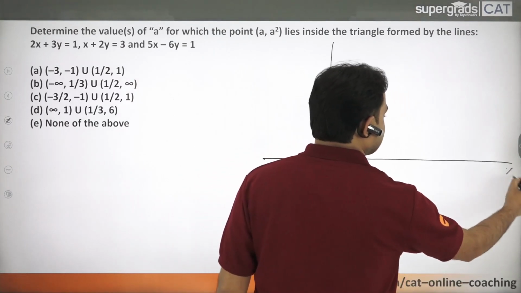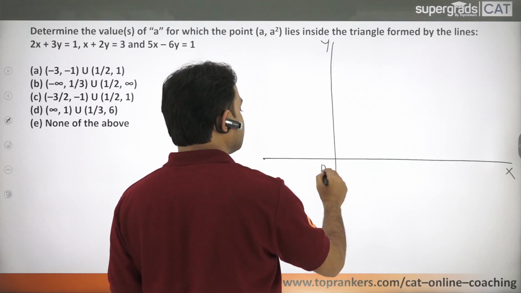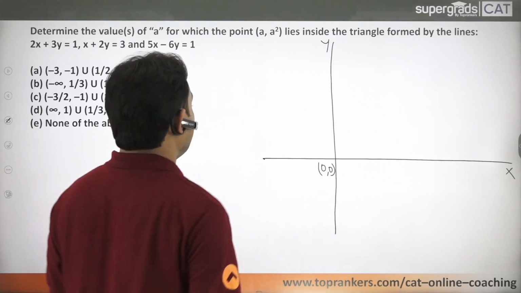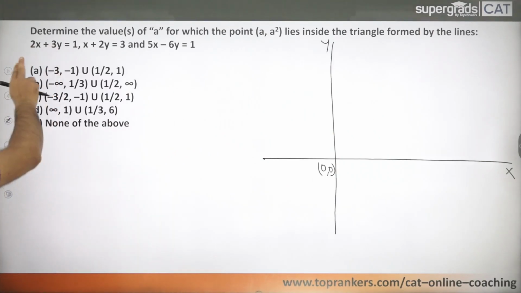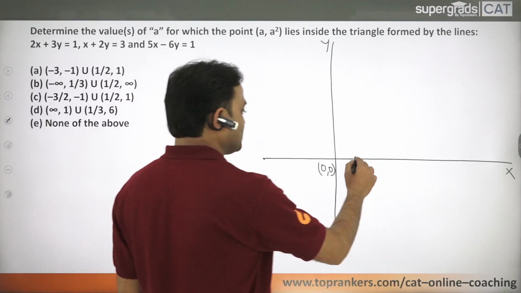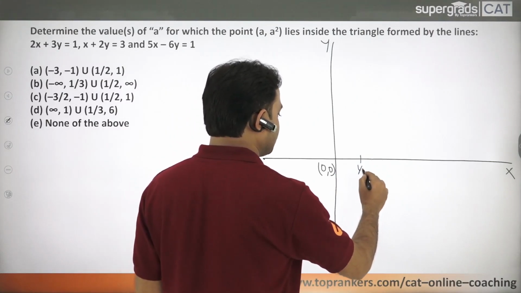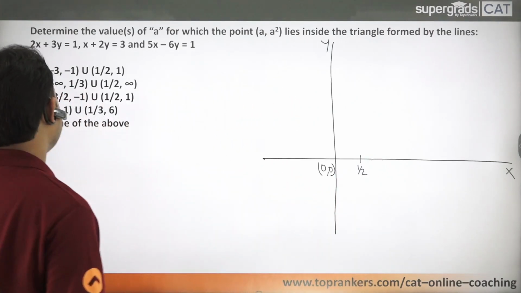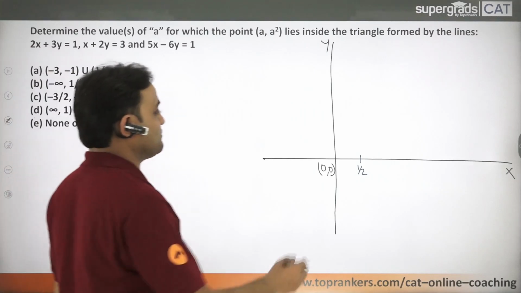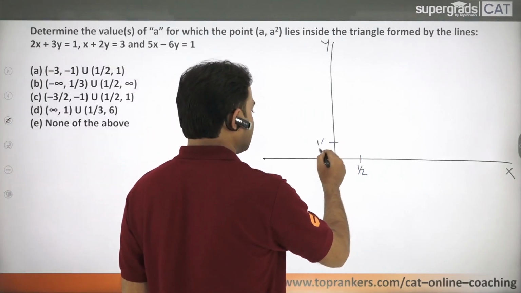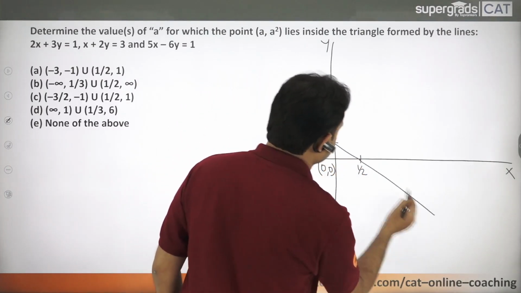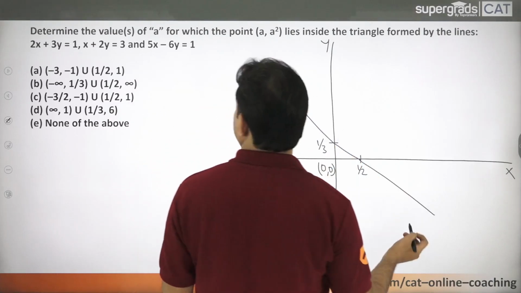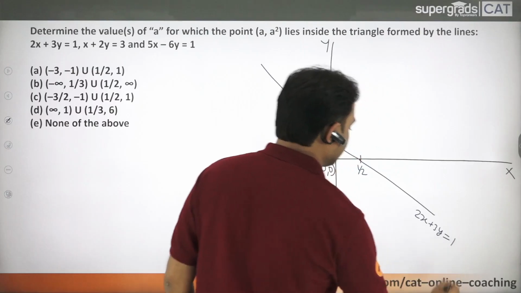Okay, this is our x-axis, this is the y-axis, this is our origin 0, 0. Now, if you want to draw the first line, what do you do? If I put y is equal to 0, x will become 1 by 2. So let's say this point is 1 by 2. If I put x is equal to 0, y will become 1 by 3. This is our 1 by 3. So we can draw a line passing through these 2 points. And this line is basically 2x plus 3y is equal to 1.